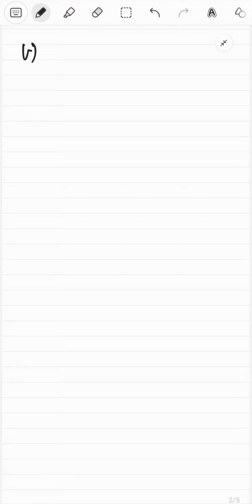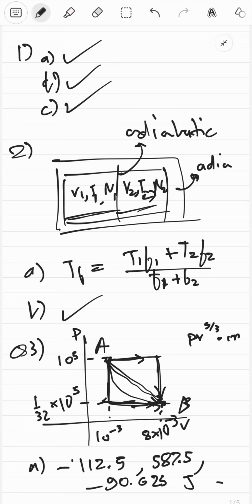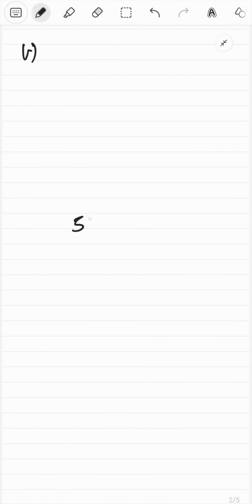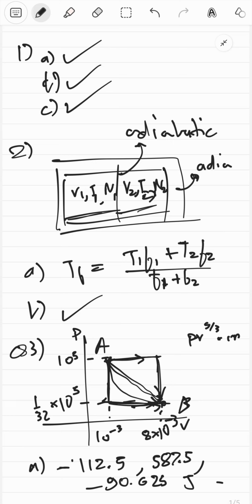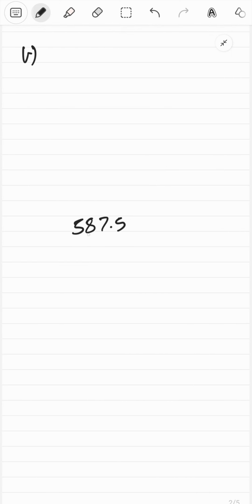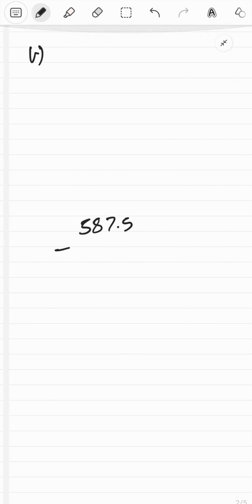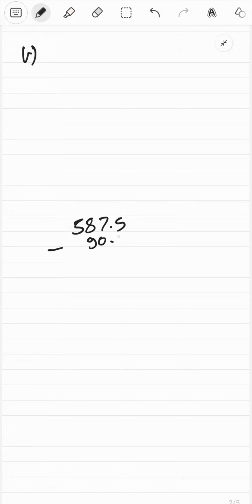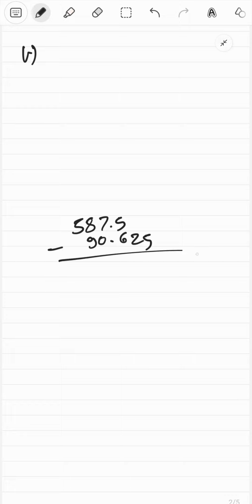Now it's a triangle, isn't it? Amazing. So we kind of know it's just going to be the average of these two. Yeah, that now looks about right. So just the average of these two, isn't it? So it's the average of 8, so 587.5 minus 90.625 upon 2, obviously, but we'll do that later.